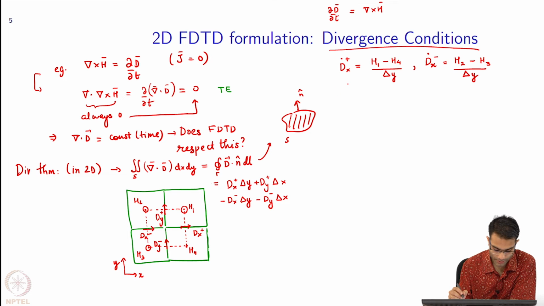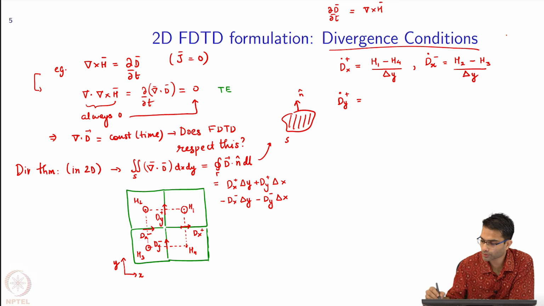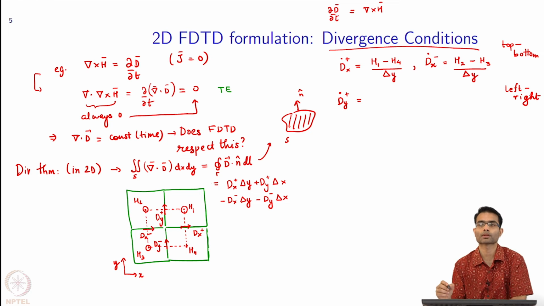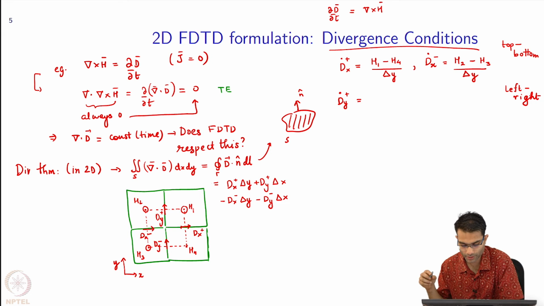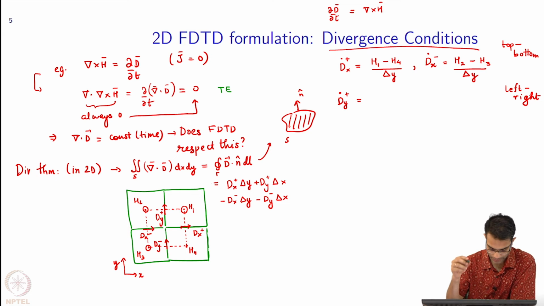Next we have done the Dx's, then we come to the Dy plus. So this was top minus bottom, and for this it is going to be left minus right. If you don't remember this, no problem, you can just go back to your notes and derive the difference equation. So Dy plus is left minus right. What does that become?